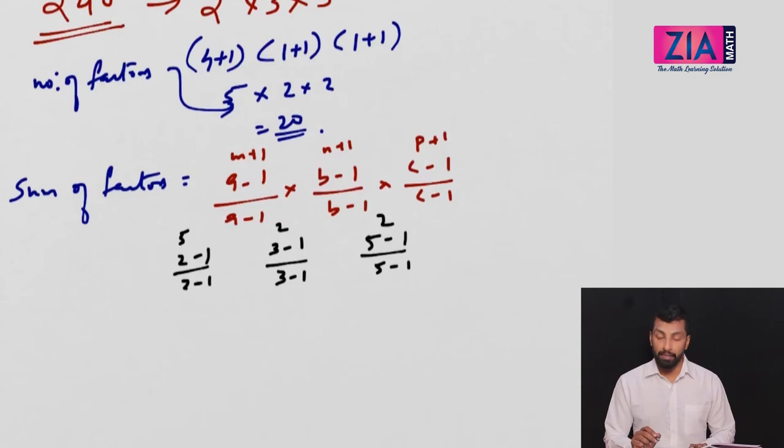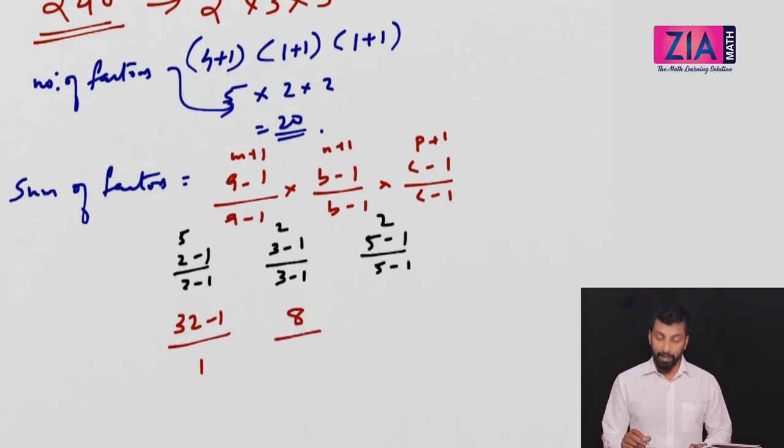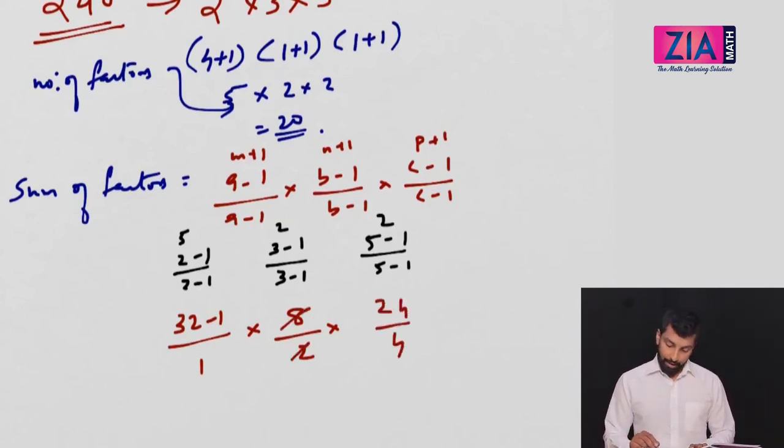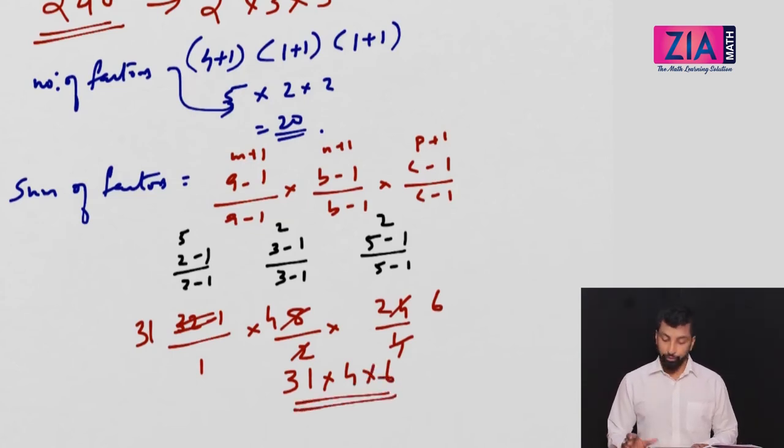2 raised to 5 means 32. 32 minus 1 divided by 2 minus 1, which is 1. 3 square means 9. 9 minus 1, 8 divided by 3 minus 1 is 2. 5 square is 25. 25 minus 1, 24, divided by 5 minus 1 is 4. So 24 divided by 4. So this is getting cancelled. This is getting cancelled. And this is 31. Right? So 31 into 4 into 6. So you get 31 into 24, which is equal to 744, right?